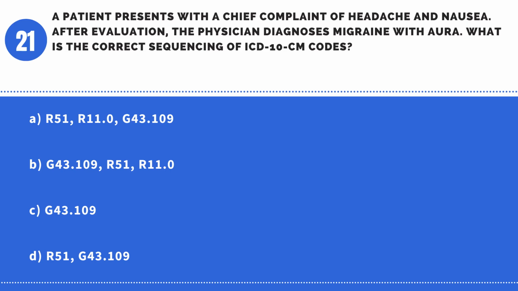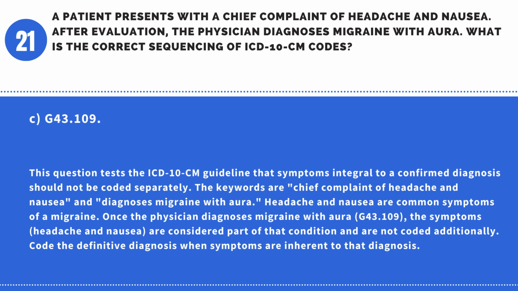Answer, C. G43.109. This question tests the ICD-10-CM guideline that symptoms integral to a confirmed diagnosis should not be coded separately. The keywords are chief complaint of headache and nausea and diagnoses migraine with aura. Headache and nausea are common symptoms of a migraine. Once the physician diagnoses migraine with aura, G43.109, the symptoms, headache and nausea, are considered part of that condition and are not coded additionally. Code the definitive diagnosis when symptoms are inherent to that diagnosis.